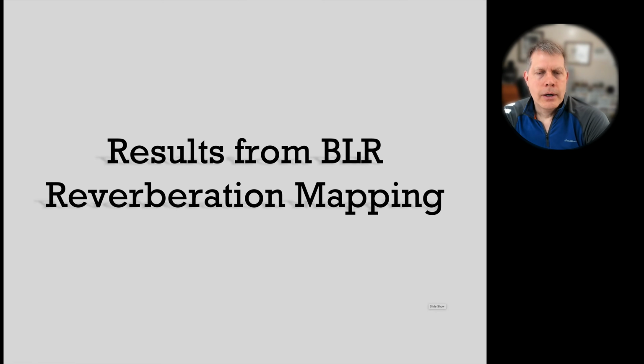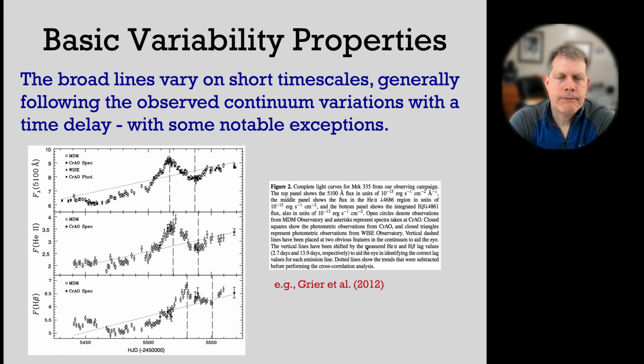I would like to continue and talk to you about results from reverberation mapping of the broad line region. This has proved a very effective way to understand the broad line region. First of all, just going back to the variability of the BLR lines, the broad lines are observed, as I've said, to vary on short time scales. And they generally vary in an interesting way. They generally are observed to follow the continuum variations, but with a time delay.